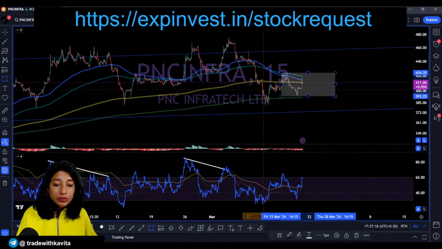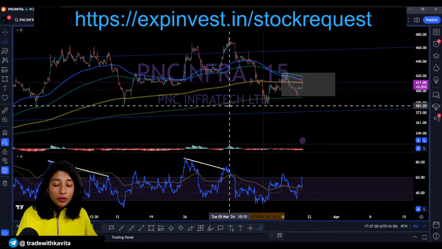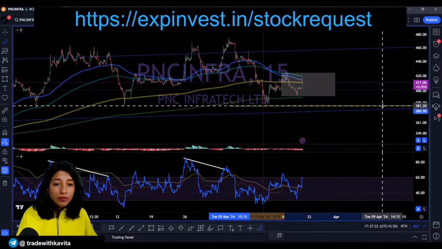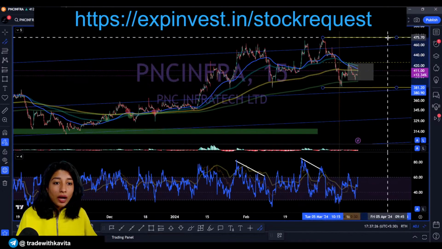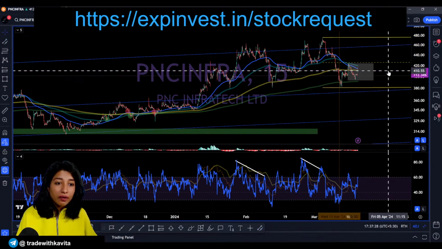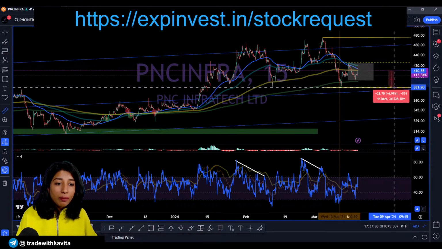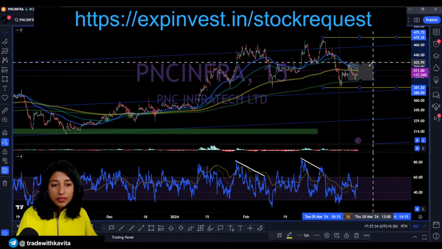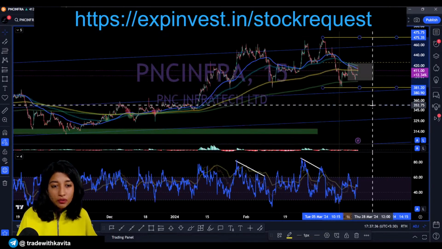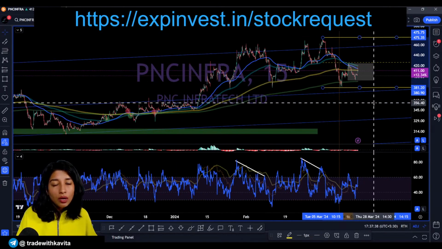And on the downside, your stop loss level should be somewhere around the level of 380. And you can buy this stock for a target of 475, which means from the current market price, your stop loss is around 7%, your target is around 16%. I personally wouldn't participate in the stock because the risk reward ratio is not more than 3.